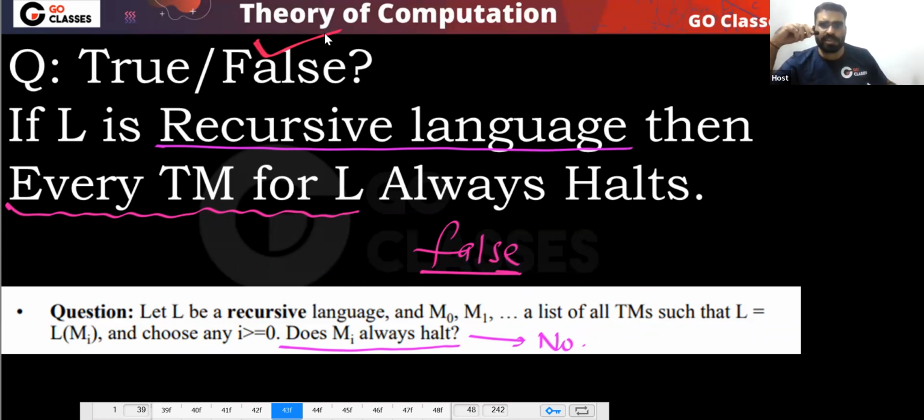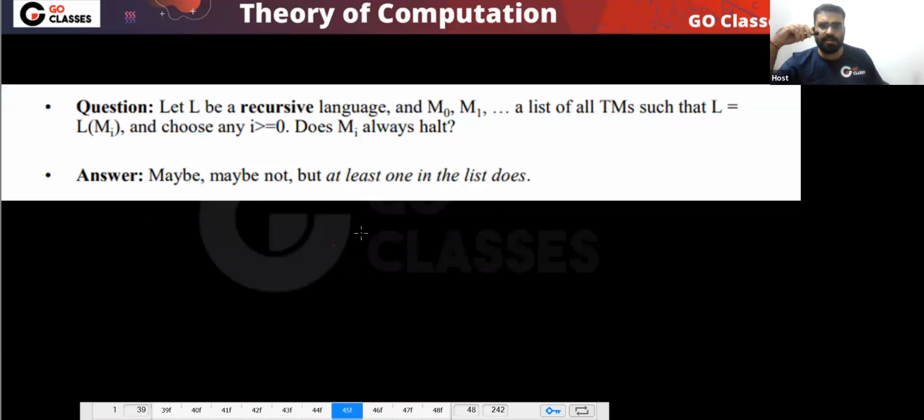Some Turing machine will always halt. So I can guarantee that there exists an i such that Mi always halts. Yes or no? So we can say there exists an i such that Mi always halts. There is at least one Turing machine. At least one of them will always halt. This is the answer. Tell me, did you understand very clearly?